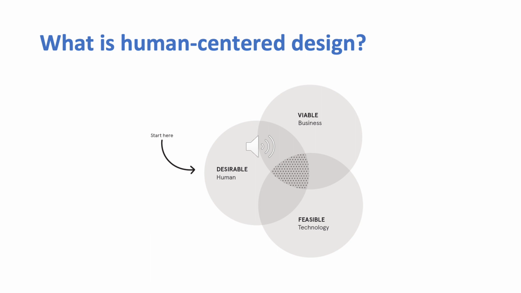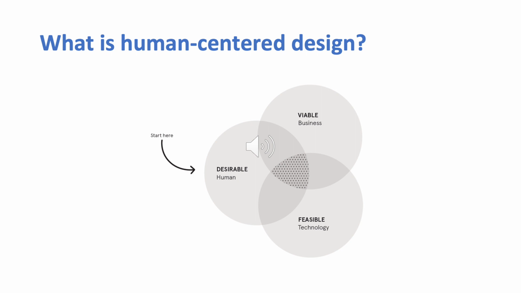The image shown in this presentation depicts three overlapping circles which intersect in the center. The circle on top depicts the word viable for business underneath it. Below that is feasible for technology, and finally in the center, desirable for the human.